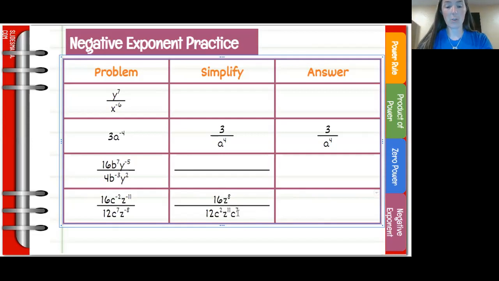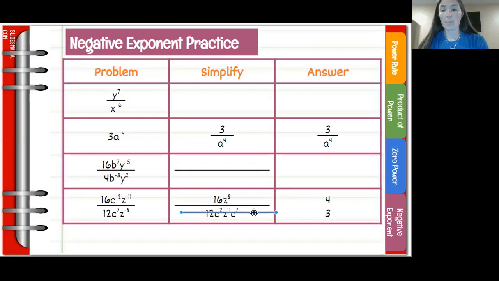So first things first, 16 divided by 12, that's going to give me a decimal. So I've got to reduce it as a fraction. So 16 over 12 would reduce to 4 over 3. And I'm going to have to put a fraction bar in here because I didn't put one in here. And there we go. Scoot it over just a little.